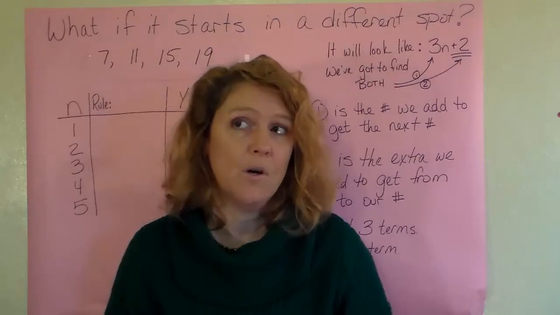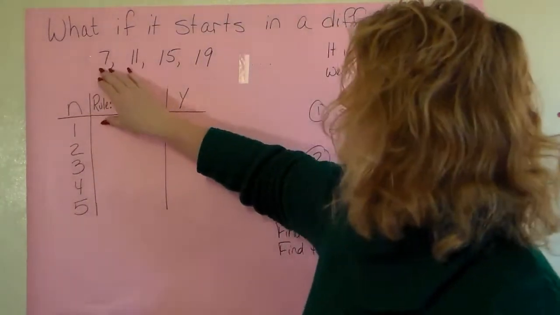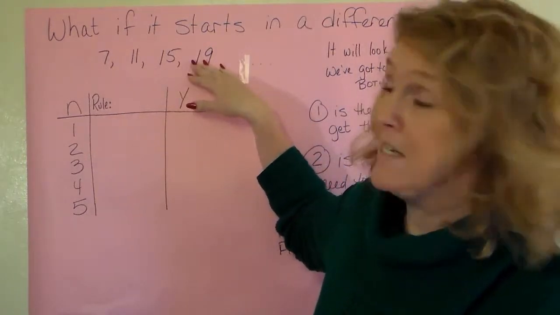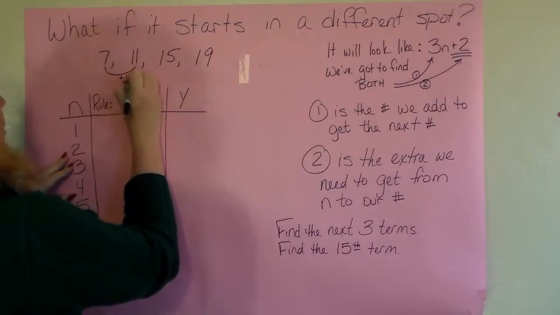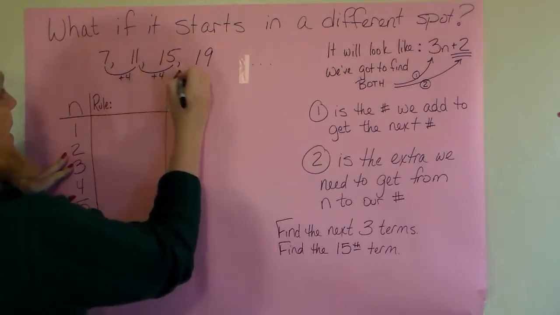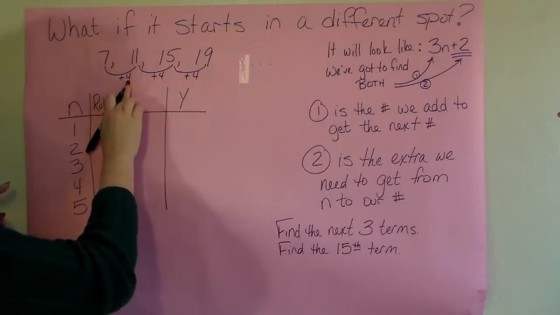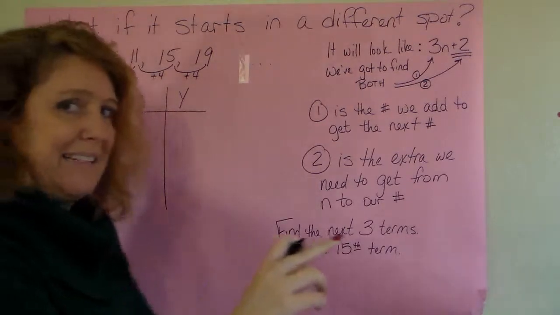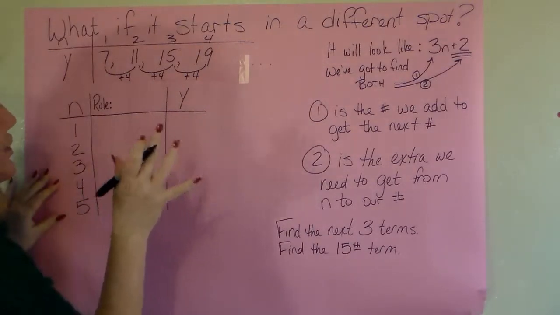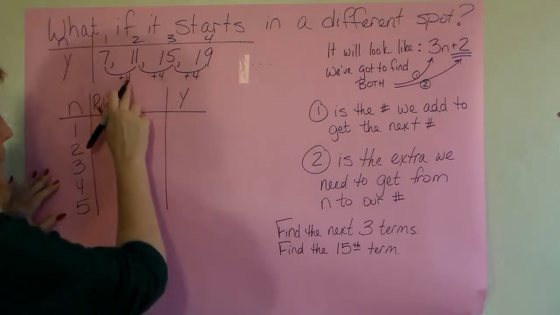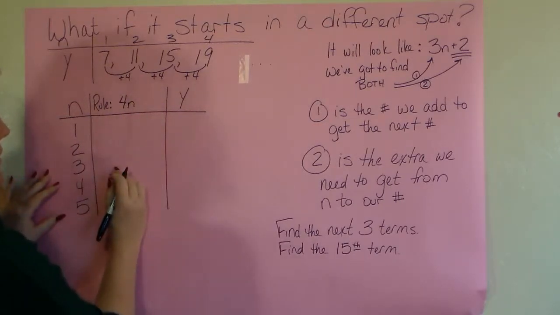What if it doesn't start at 0? What if it starts somewhere in the middle? For example, 7, 11, 15, 19. What do I do to get from 7 to 11? I add 4. 11 to 15 is add 4. So all of these are add 4. But I know that I can't multiply anything by 4 to get 7. That's not going to work. So I know it starts with times 4. So it's going to be 4n.